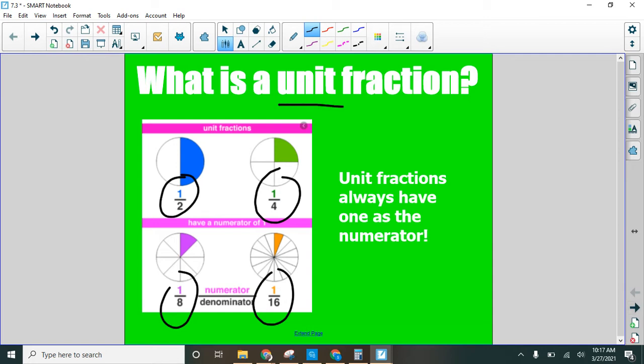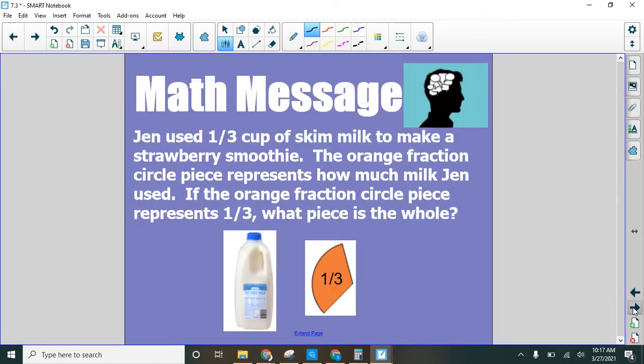Okay, so unit fractions, something that we want to remember here today. Our math message is right here. So I'm going to give you a moment to think about this. You can use your fraction circles. I bet that you can remember a little bit about these fraction circles. You can always get them out online to be able to read and then answer this question.